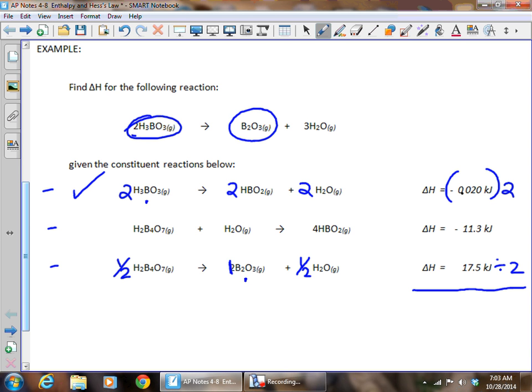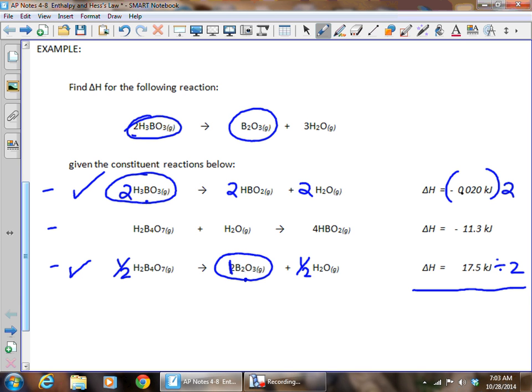So now we've got this reaction set. We have found this substance and set it. Everything else in the reaction has to do two things. We have to get all the waters to add up to 3 waters, and everything else has to cancel. And that's going to help us figure out what to do with this middle reaction.